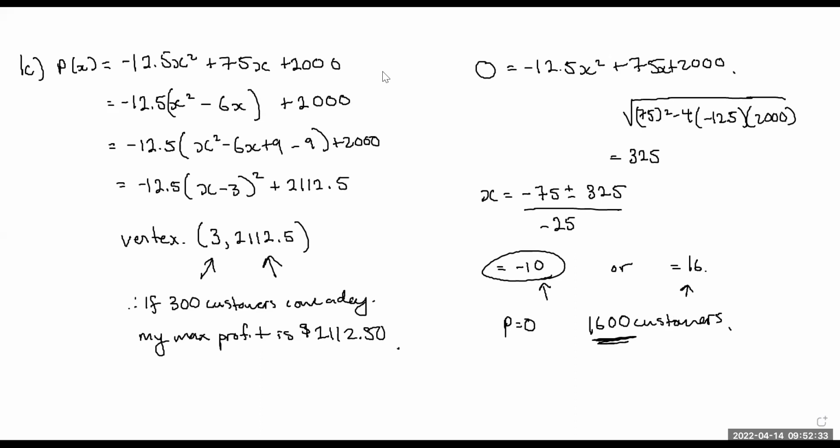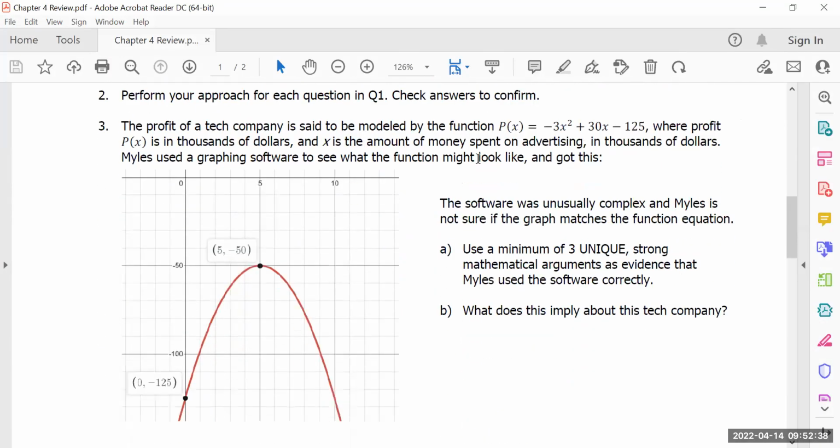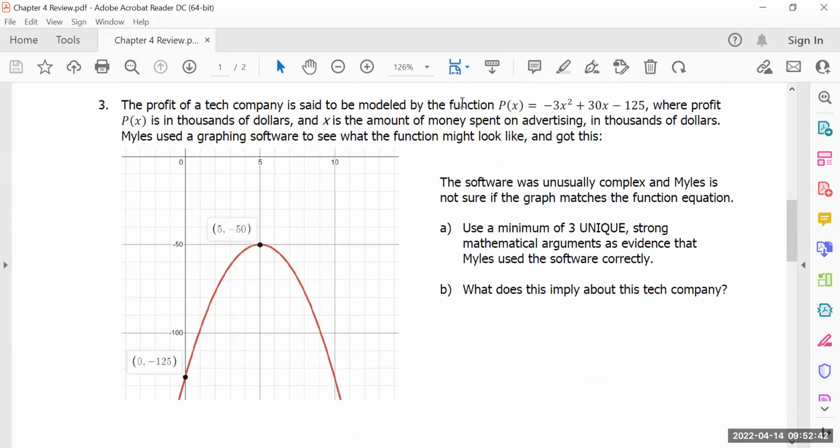So we've got in the chapter review, this time I have a graph. A tech company's profit is modeled by the function this, where profit is in thousands of dollars and X is the amount of money spent in advertising. Miles used graphing software to see what the function might look like and got this.